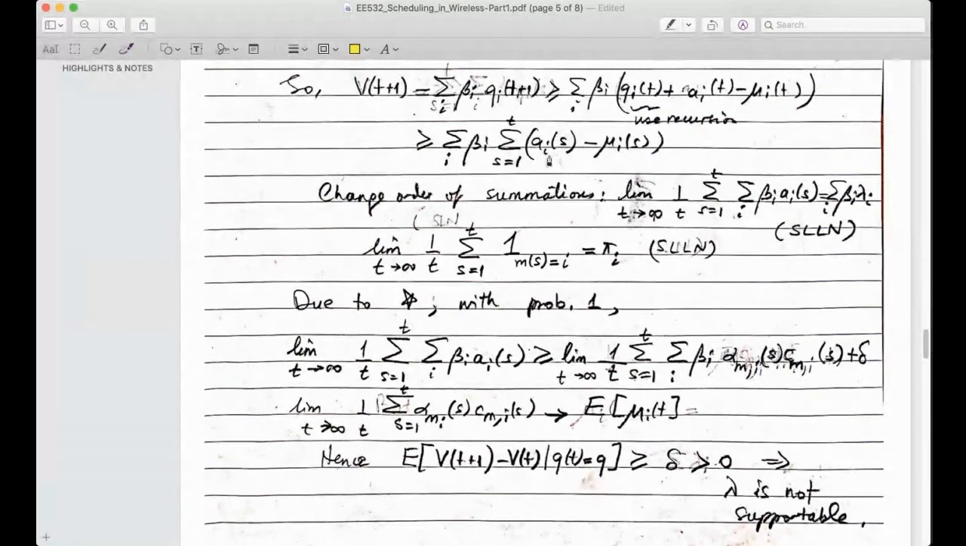Okay, sum over all time from 1 to t the number of arrivals at time s, minus the number of departures, the amount of service at time s. When we sum this and then take the weighted sum over the users, we find the value of the Lyapunov function at time t plus 1.